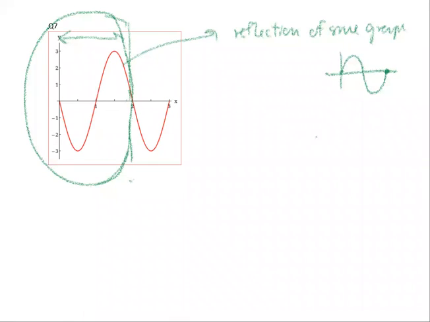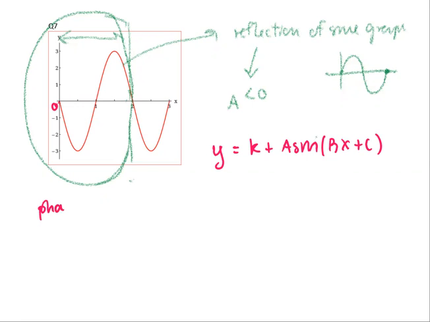If we see this as a reflection of the sine graph, therefore A is going to be a negative value, following the standard form of the sine function graph, y equals k plus A multiplied by sine of bx plus c. For the piece that we are looking at, the graph starts at 0. Since the phase shift is negative c over b, and it starts at 0, therefore c is 0. So we take care of that number.